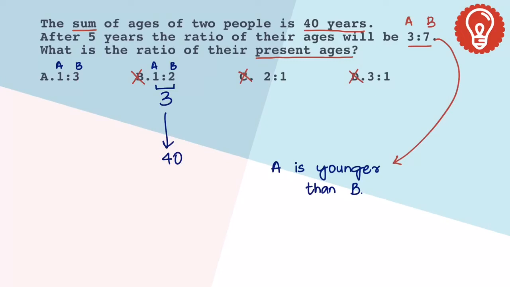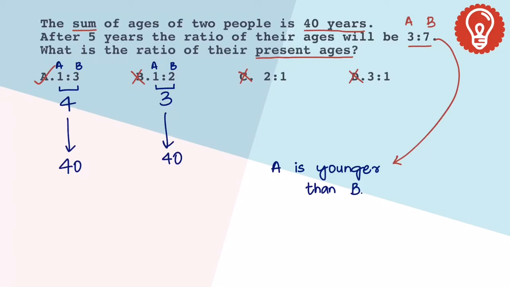Now because we could eliminate all other choices, we can say option A is the correct answer, but otherwise also, if we add the numbers of this ratio, this gives us 4. 40 is divisible by 4. Option A is satisfying both the conditions, one of divisibility and the other one of younger and elder. Now both the conditions are satisfied, therefore option A is the correct answer.